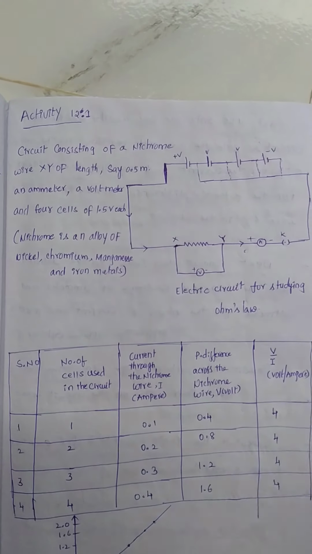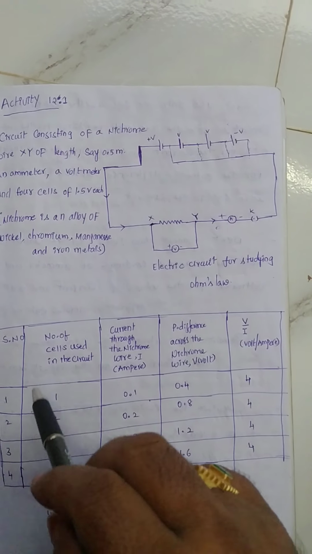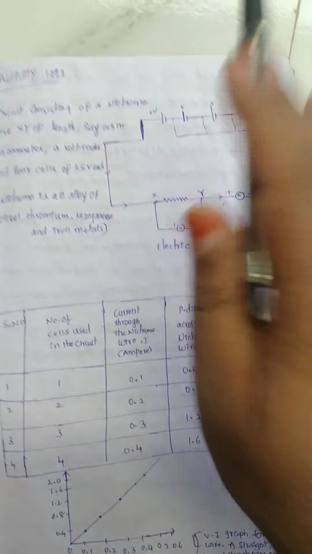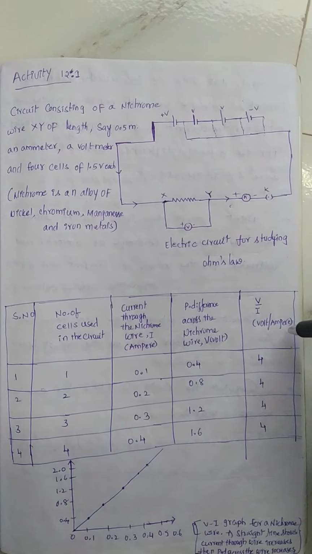Dear students, from this circuit I will draw one table. The table has the serial number, the number of cells used in the circuit, the current through the nichrome wire I, which the ammeter measures, the potential difference across the nichrome wire, which the voltmeter measures, and finally V by I, volt per ampere.